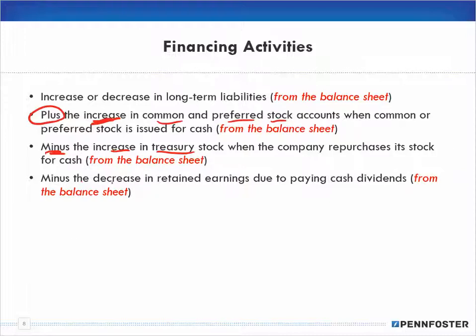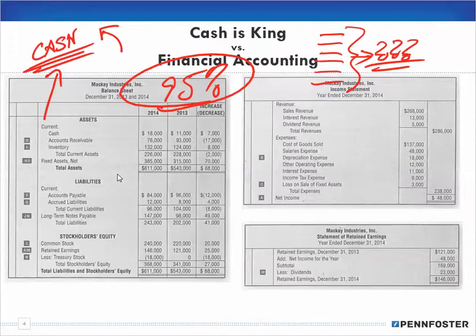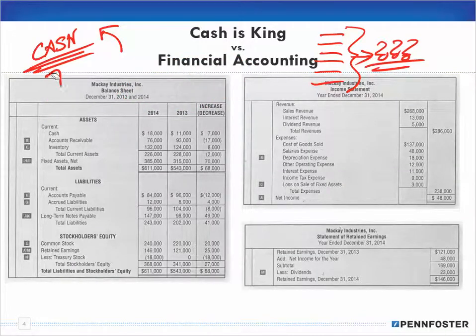And then we have minus the decrease in retained earnings due to paying cash dividends. So we're going to subtract out the decrease in the retained earnings due to paying out cash dividends, and that comes from the balance sheet. So what you're looking at here, let me just jump back up here to give you a little bit more of an idea. Here's 2013, here's 2014.